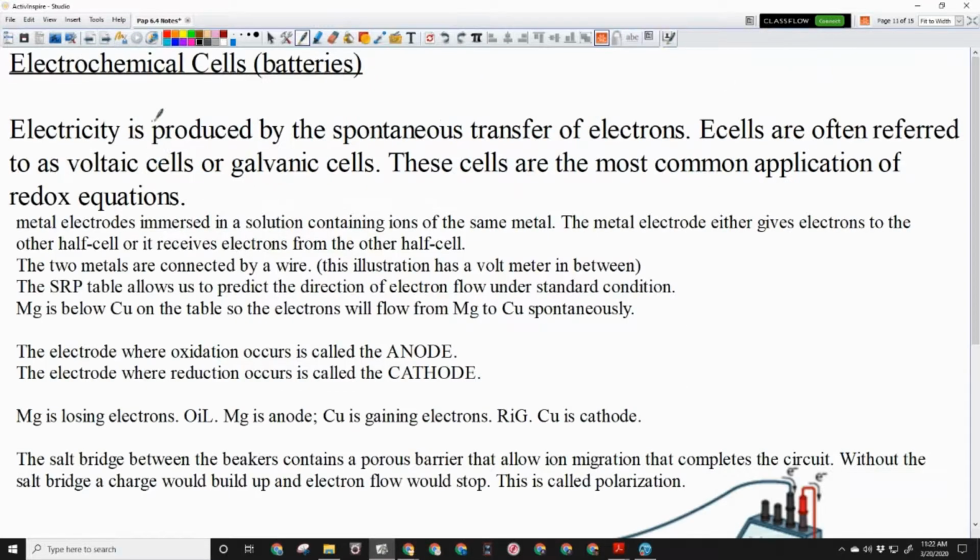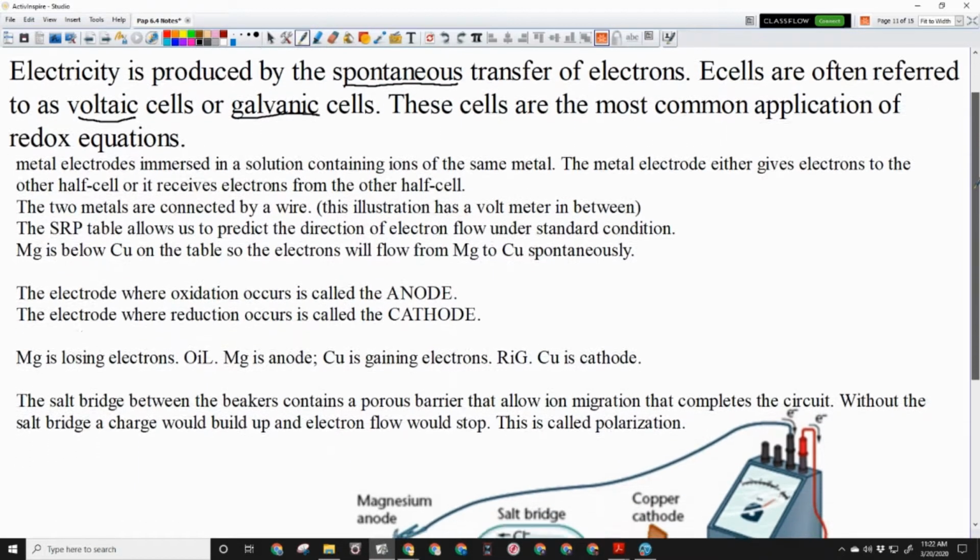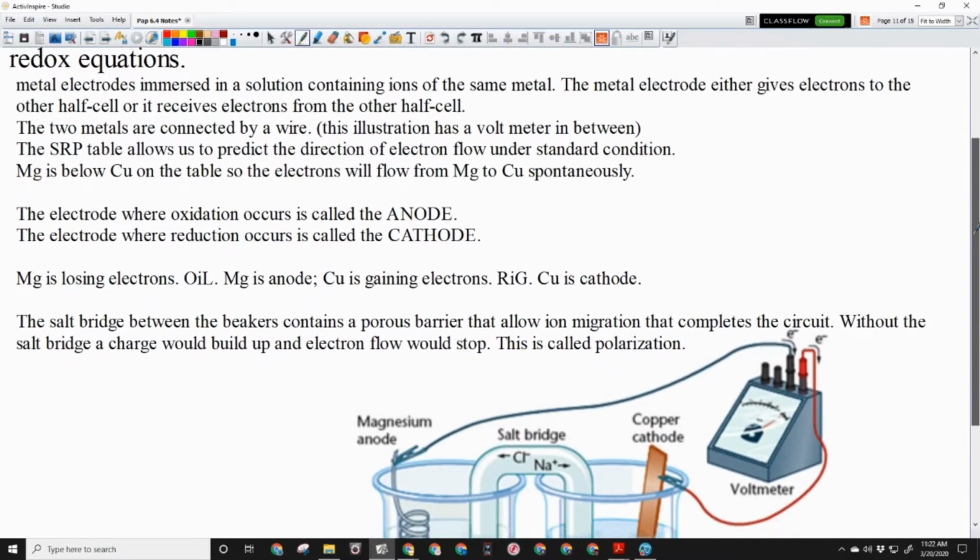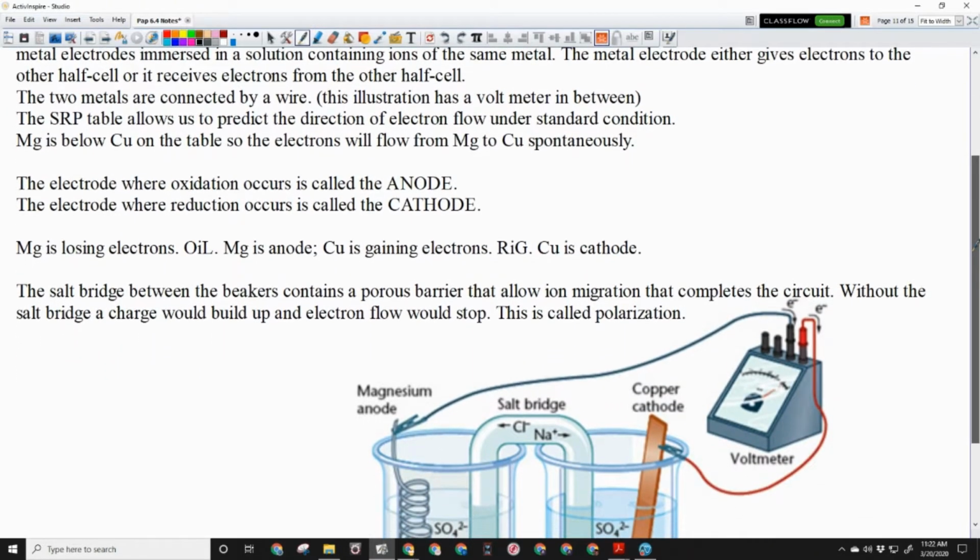So let's look at electrochemical cells. Electricity is produced by the spontaneous transfer of electrons. Electrochemical cells are often referred to as voltaic cells, or galvanic cells. These cells are the most common application of redox equations. So let's look at a voltaic cell. You don't have to write all of this down. Let's just look at it, and I'll talk about it.